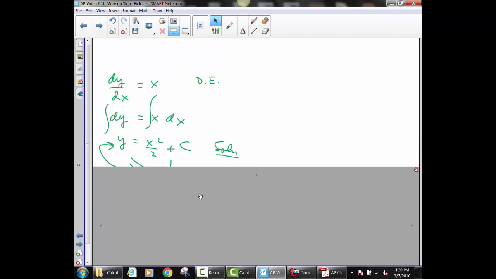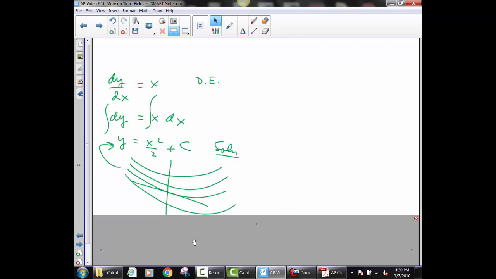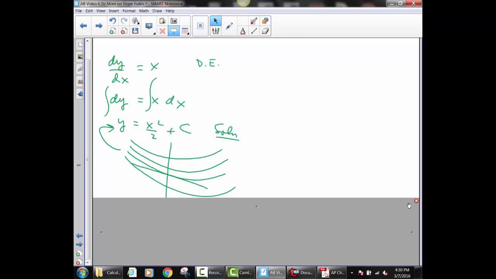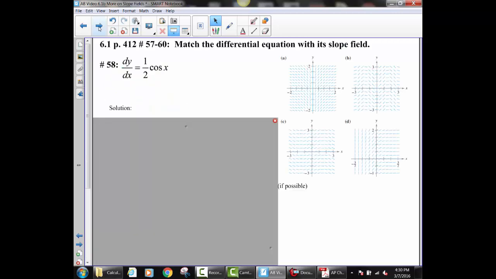So here's another very easy differential equation that we can solve. dy dx equals x. Separate the variables, y on one side, x on the other. Integrate both sides. You'll get y equals x squared over 2 plus c. And that's a family of parabolas, not very steep because of the 1/2. And of course the plus c just moves it up and down.